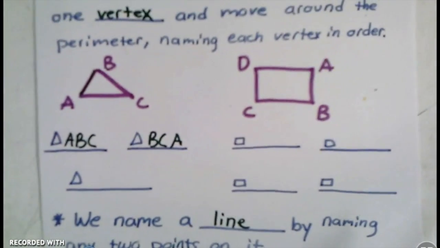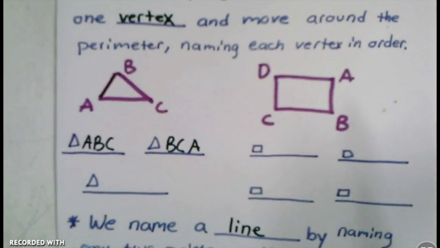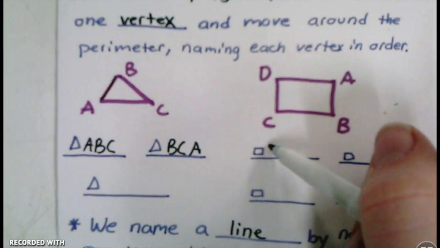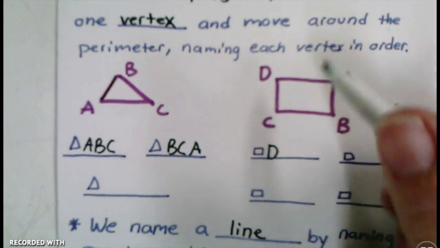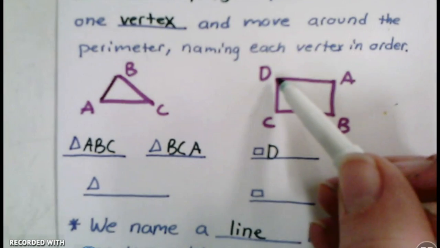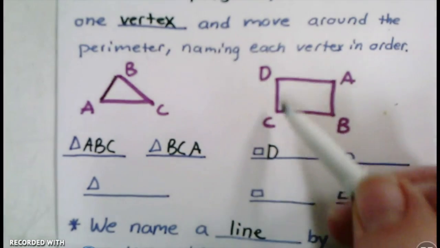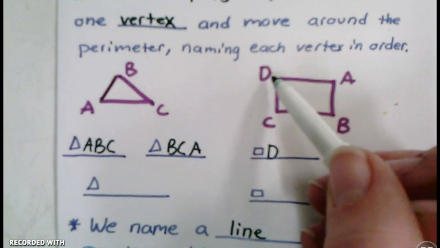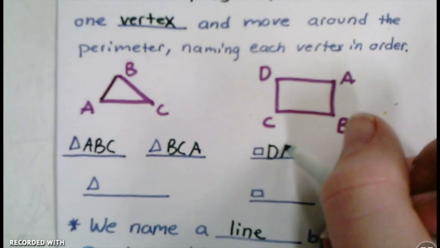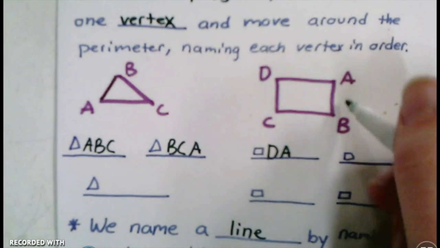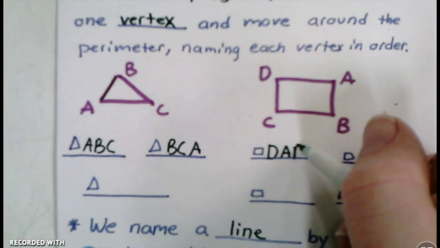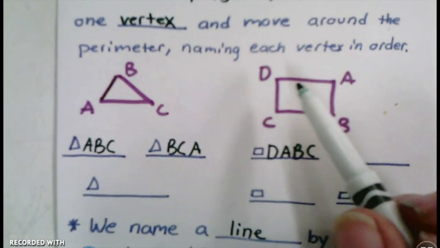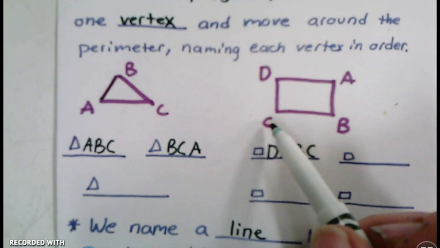All right, let's move over here to this rectangle. It doesn't matter which one I start with, but if I start with D, I need to pick one right next to it. So I either need to go to A or I need to go to C. I'm going to go around this way. So this is going to be rectangle D, A. What comes after A? B. Remember, I'm walking right around the perimeter. C. So this is rectangle D, A, B, C.